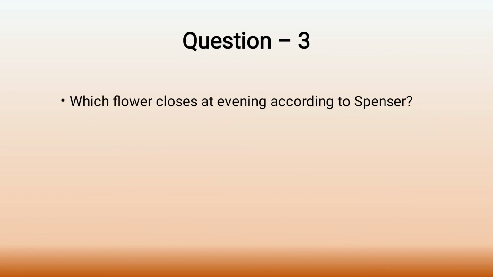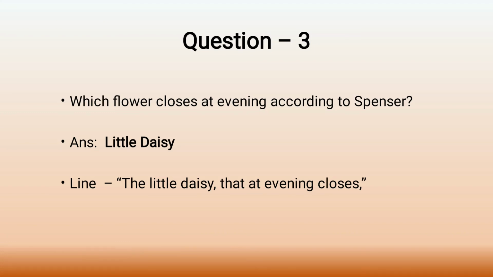And the third one is, which flower closes at evening according to Spenser? That's why I always tell you that you have to go through the poem. You have to read the poem. Then only you can answer such kind of question. We won't be telling these minute details in the summary. So you have to go through the poem. Which flower closes at evening according to Spenser? Which one? Yes, little daisy. And the line is, the little daisy that at evening closes. Now you understood, right? So it's a line taken from the poem. Little daisy is the flower that closes at evening. Okay, fine.